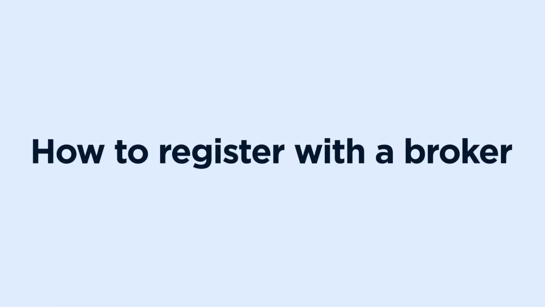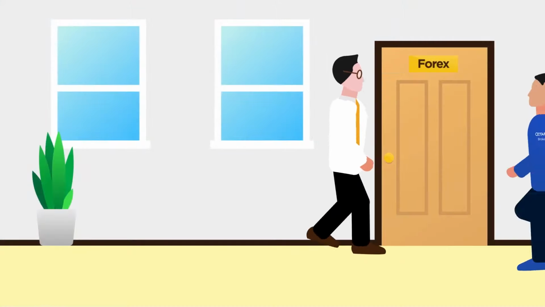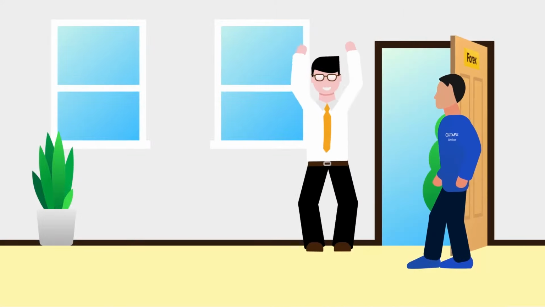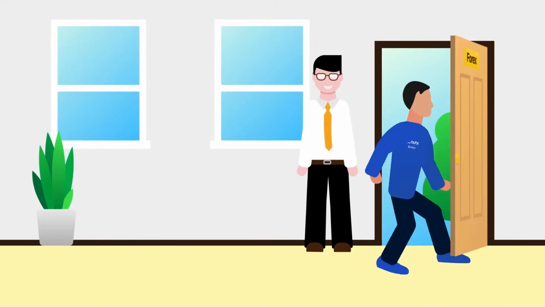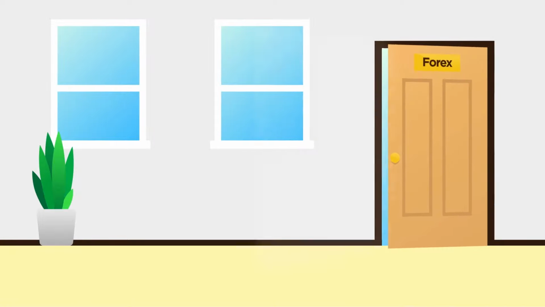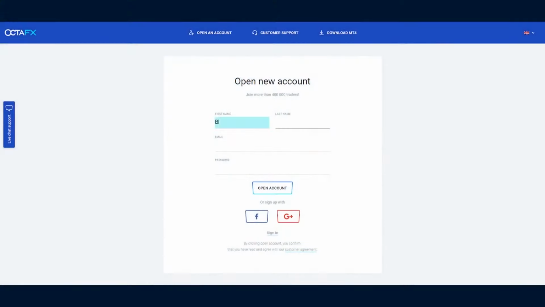How to register with a broker. To start practicing Forex trading, you need an account with a broker. We recommend OctaFX. You won't need to fill out difficult forms or spend any money to access demo accounts without any limitation. Fill out the sign-up form. Be sure to provide your real name and existing email address. This helps the broker keep your account safe. When done, click Open Account.